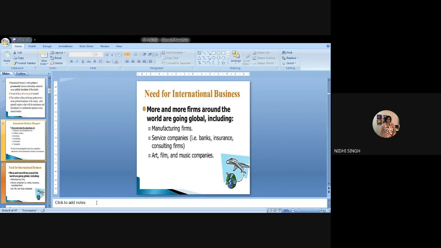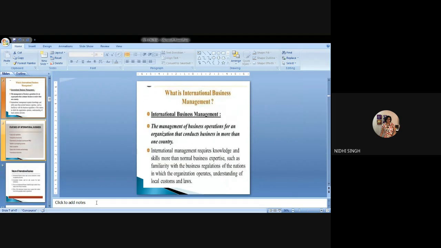Now, why is there a need for international business? More and more firms around the world are going global, including manufacturing, service, art, film and music companies. All are going global. What is international business management? The management of business operations of an organization that conducts business in more than one country. International business management is the management of those organizations that work in more than one country.